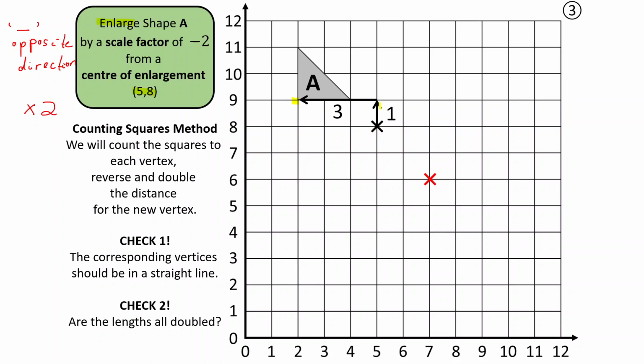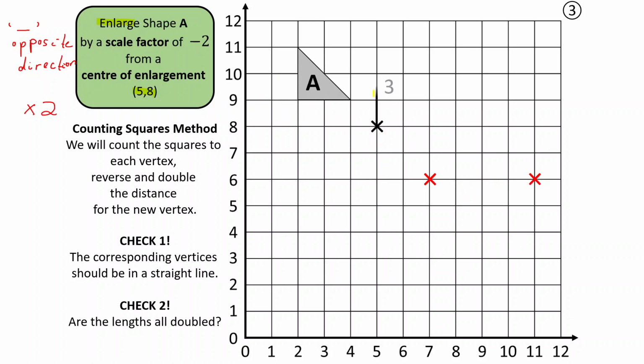So it's 1 up and 3 to the left, where your scale factor is still timesing it by 2, but now you're going to be going down by 2 and across, not by 3, but across to the right in the opposite direction by 6, which is over here. Okay, so we're just doubling it and then going in the opposite directions.